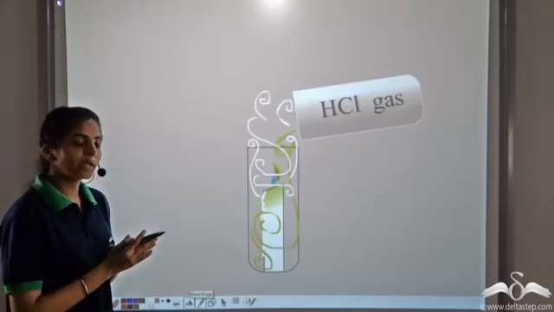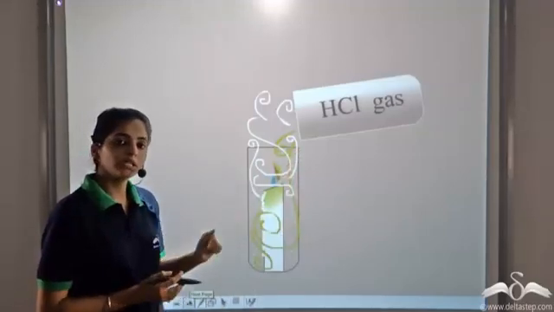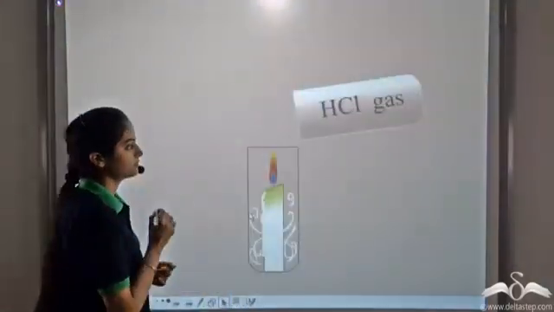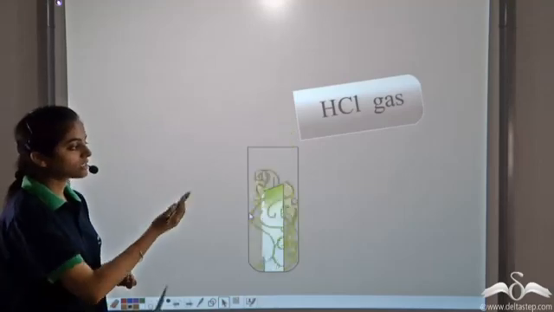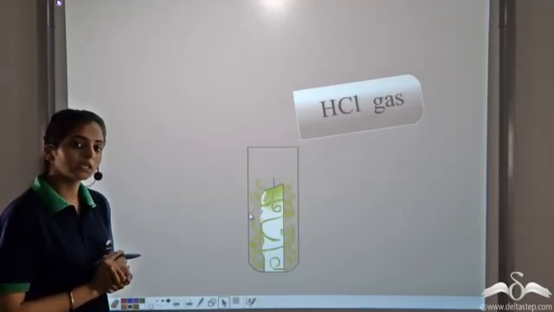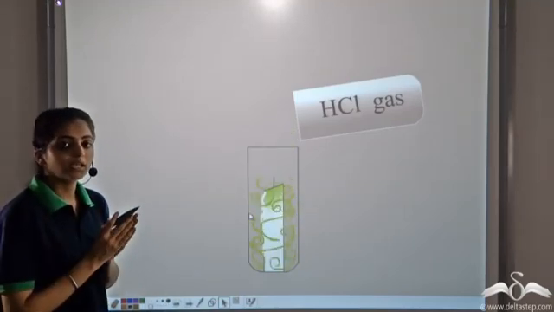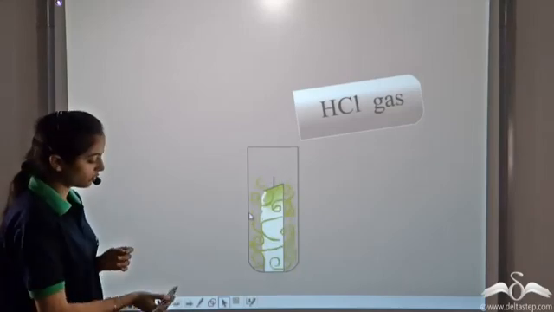Now let's see the effect of HCl gas on a burning candle. As we add HCl gas, you see that it extinguishes the flame of the candle. This means that HCl is not a supporter of combustion.